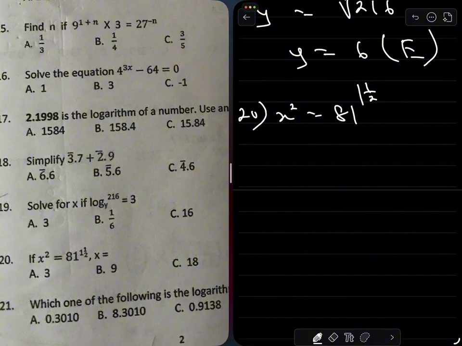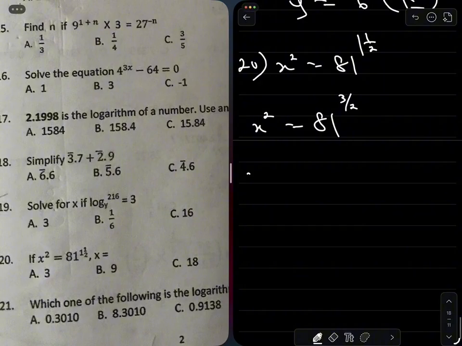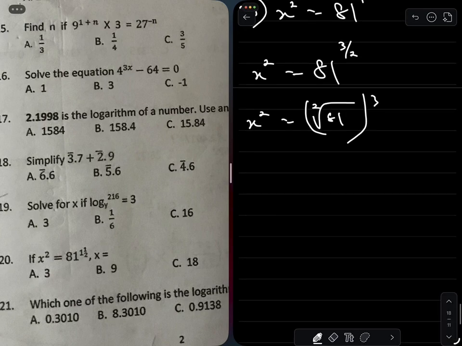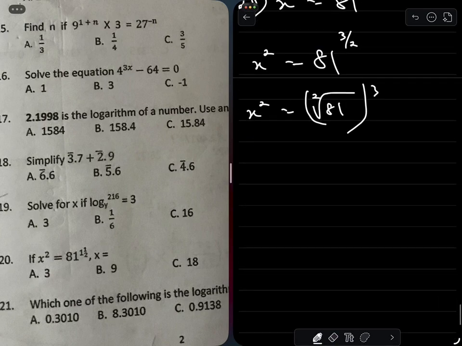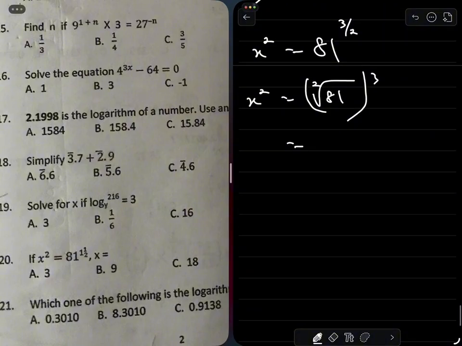So what does that mean? First of all, write this as a fraction. That's 3 over 2. X square equals 81 raised to power 3 over 2. That's x square is equal to the square root of 81 raised to power 3. When the power is a fraction, that's what you do. Square root of 81 is 9. 9 raised to power 3.